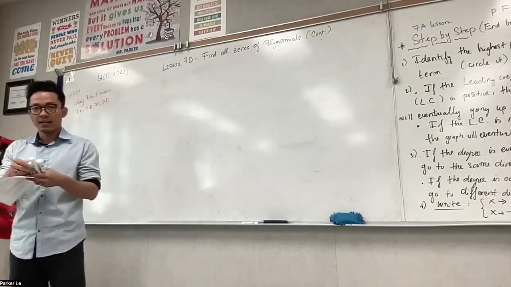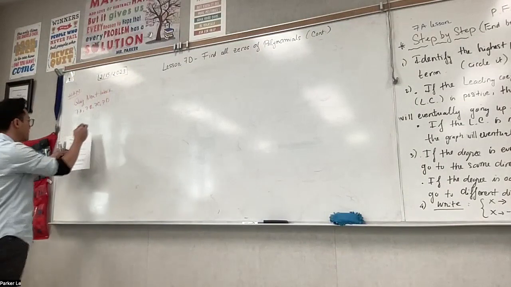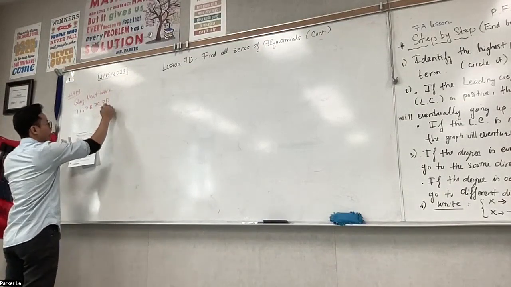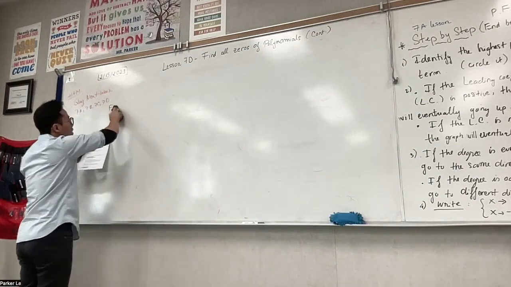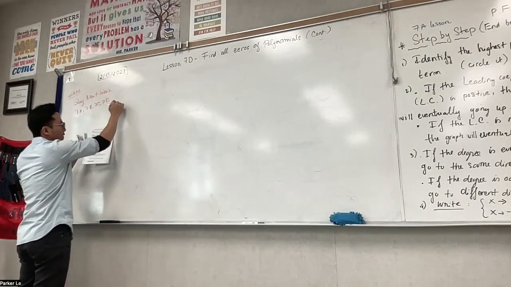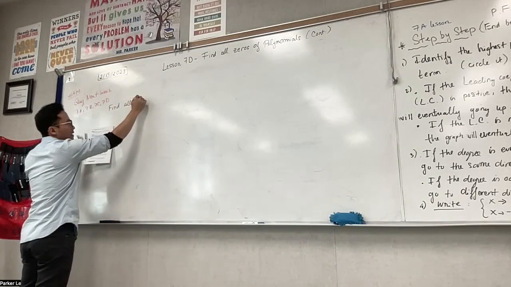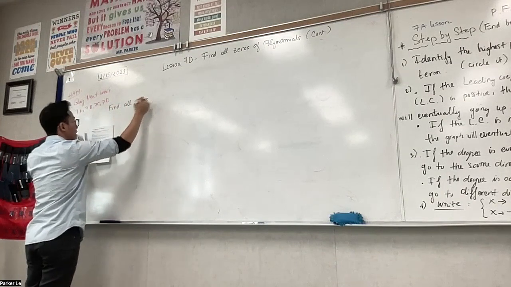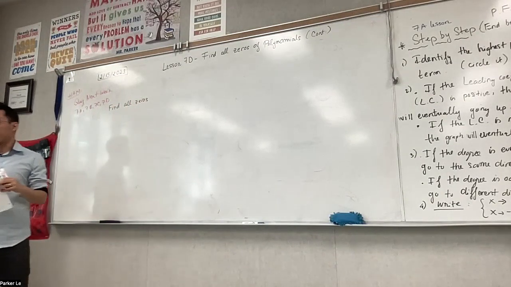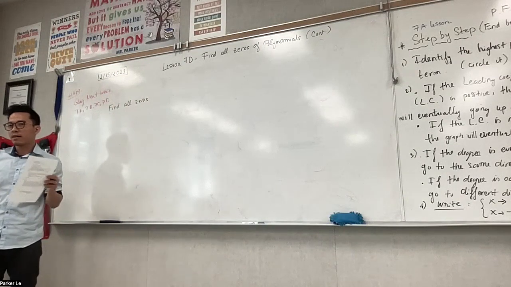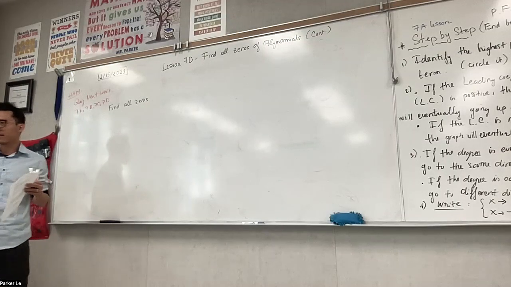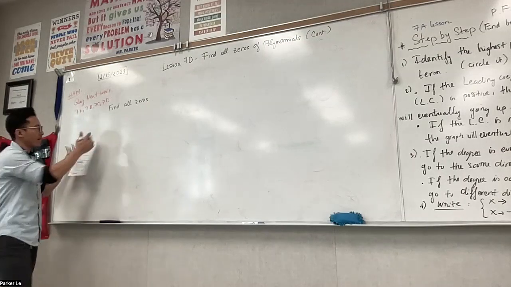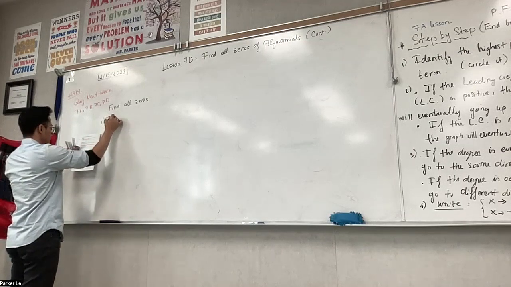So let's get started. Lesson 7D. The only difference between 7C and 7D is that in 7D you have more solutions. Now you're gonna have square roots and complex numbers. That's it, but basically the same process.